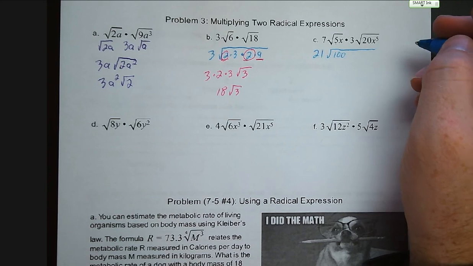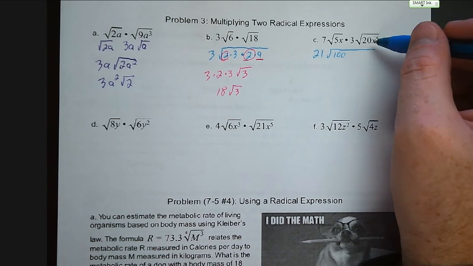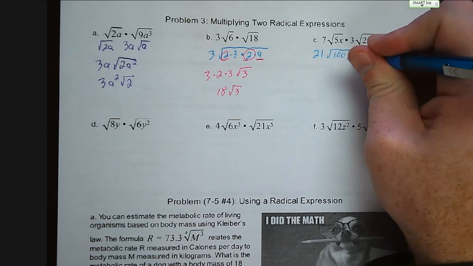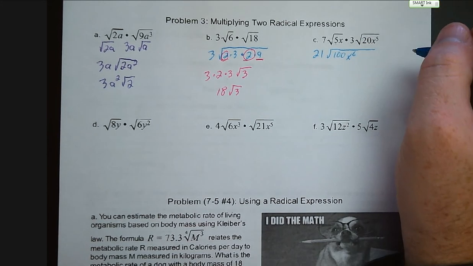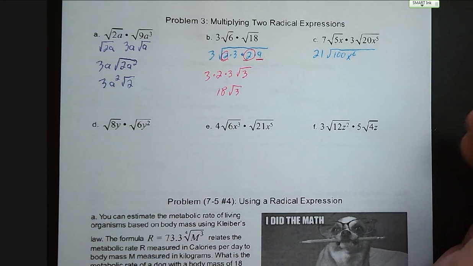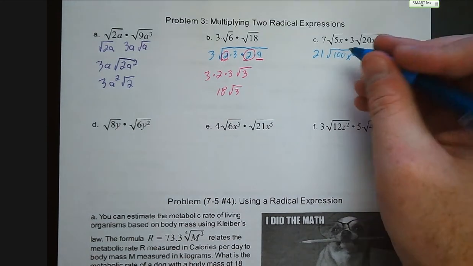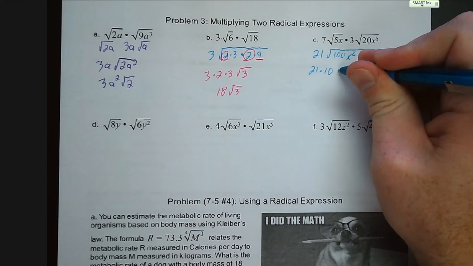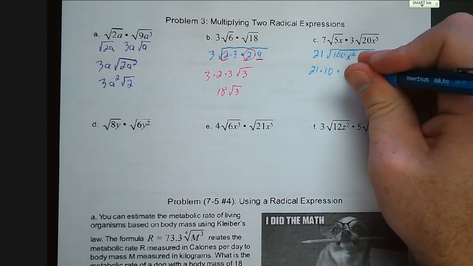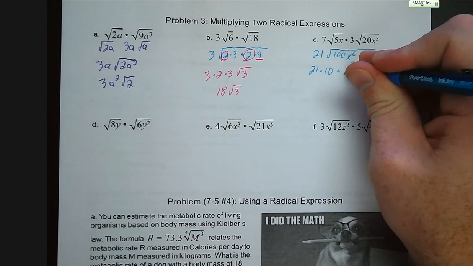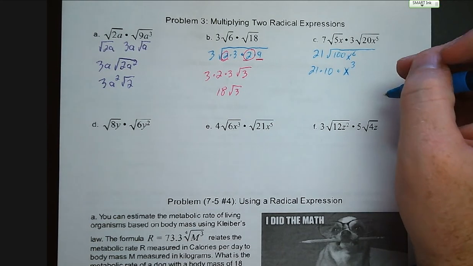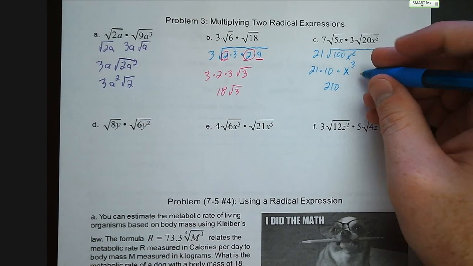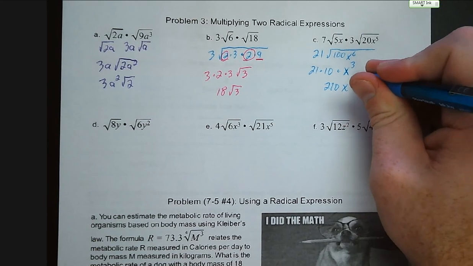And we've got x to the 5th times x, which is just going to be x to the 6th power. So in this case, it was easier for us to multiply everything before we try to simplify. Square root of 100 is 10. Square root of x to the 6th is x to the 3rd. So when we simplify, it is 10x to the 3rd power.